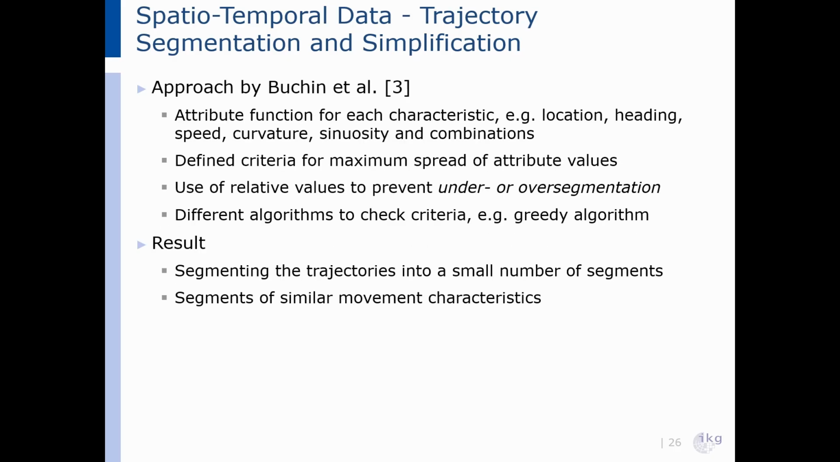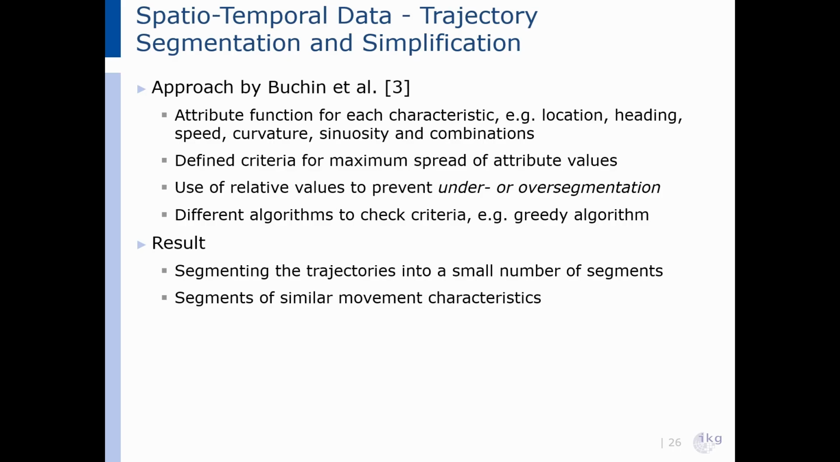One important approach to trajectory segmentation was introduced by Buchin and colleagues. The idea is to use attribute functions to describe different movement characteristics along a trajectory. For example, you can compute the speed at every point or the heading, or more complex measures such as curvature or sinuosity. If you plot these values over time, hour or distance, you get functions that describe how the movement attribute changes.